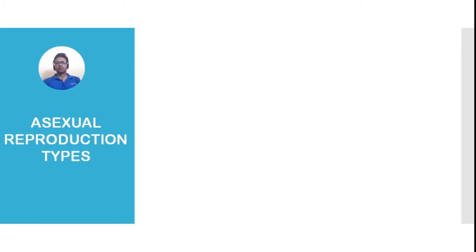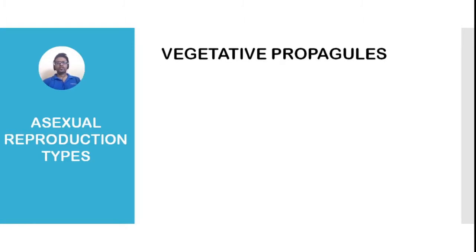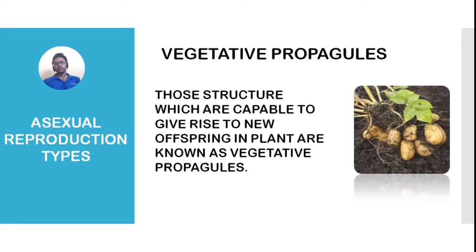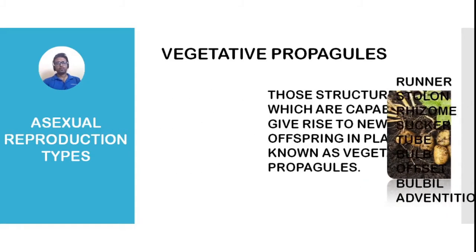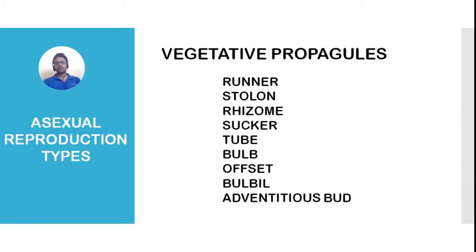In this class, we will discuss vegetative propagules. Vegetative propagules are the structures in plants that can give rise to new offspring. I repeat again, the structures which are capable of giving rise to new offspring in plants are known as vegetative propagules. And there are so many examples of vegetative propagules, like runner, stolon, rhizome, sucker, tuber, bulb, offset, bulbil, adventitious bud, etc.